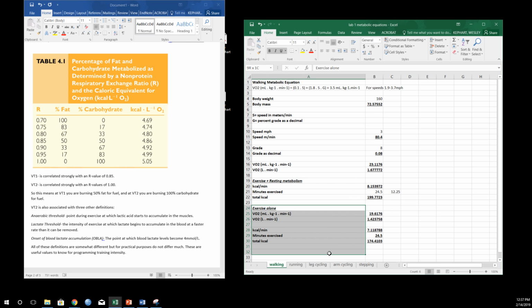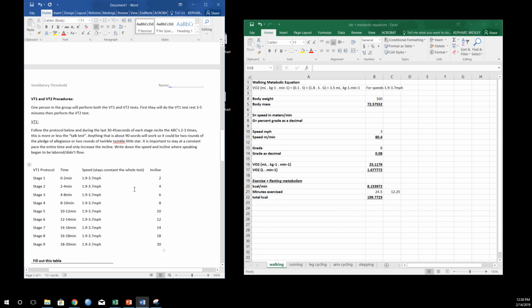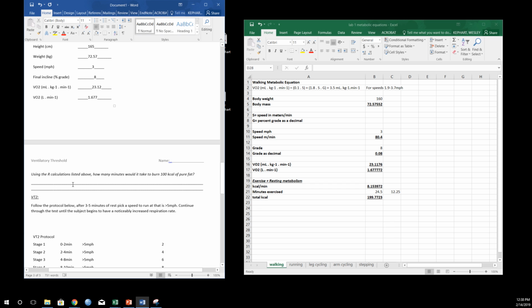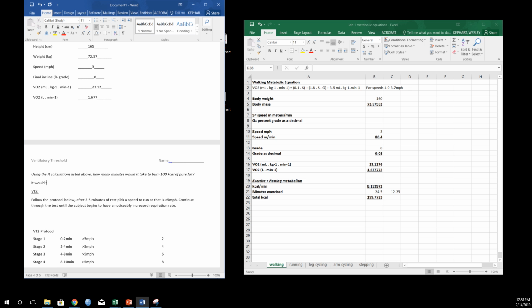Up here, don't worry about this exercise alone type of stuff. You can just delete that for now. But that's all that would be, if that was the pace they're going. And then here, write something like it would take their name, whatever their name is, 12.25. Well, no, we can do better than that: 12 minutes and 15 seconds to burn 100 kilocalories of pure fat. Good. There we go. Hopefully everyone is with me on how we're doing this.